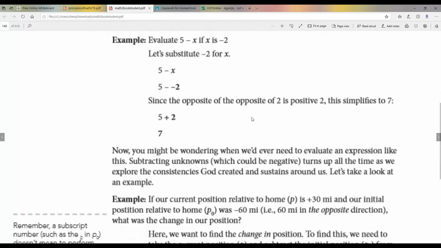Now we're going to evaluate 5 minus x if x is negative 2. So we're going to substitute negative 2 for x. See how we did this? Now, since the opposite of negative 2 is positive 2, this simplifies to 7. Okay, because it's the opposite of the opposite, which is positive.